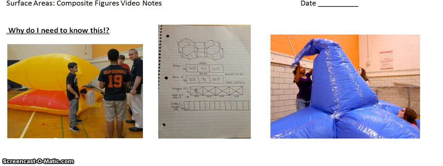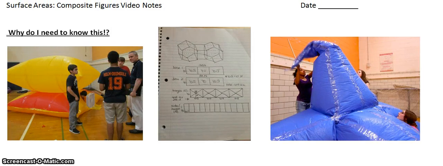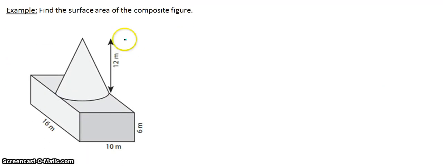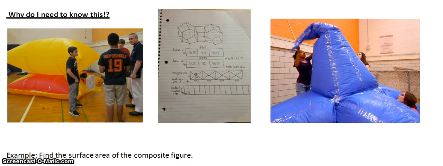Hi everyone. By the end of this video, you should be able to find the surface area of composite figures. A composite figure is just a figure that is made up of more than one three-dimensional shape. Now, why do you need to know this? Remember, we're doing the inflatables project, and your goal is going to be to design the coolest shape possible.